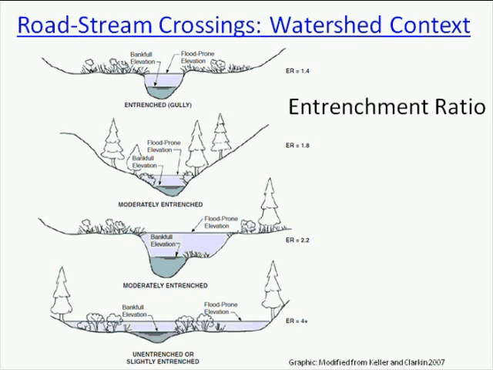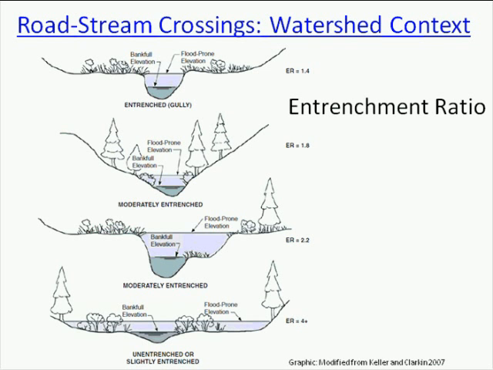The entrenchment ratio is a good index to the degree of incision of a channel, either as a natural component of the watershed or as influenced by past management activities or changes in the flow regime. As far as low water crossing siting and design goes, the more entrenched a channel is, the less suitable it is for a low water crossing.